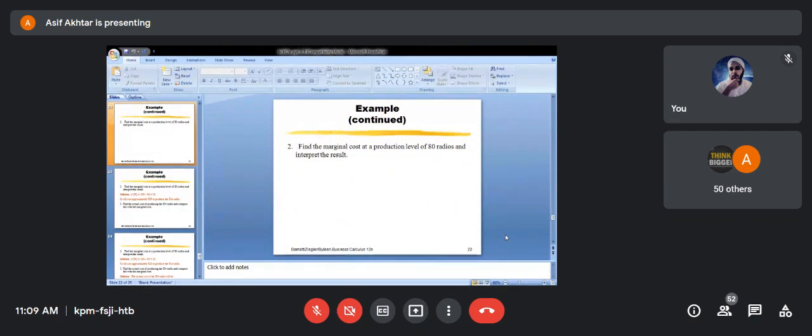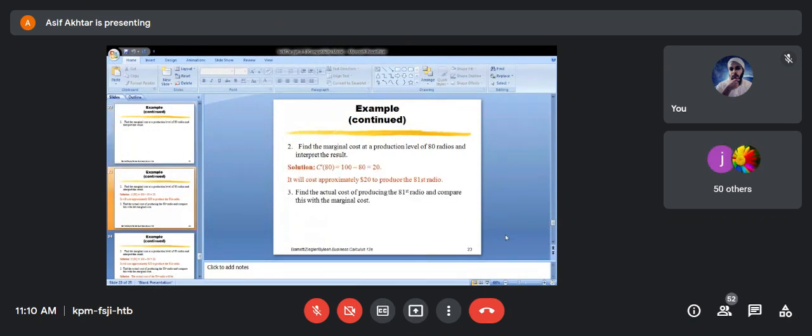Let's see the second part of this question. The purpose of calculating the marginal cost function is that we want to know the marginal cost at a particular level of production. For example, I fix it at 60 radios or 70 radios, or here in this question it is 80 radios. So at x equal to 80, what is the marginal cost, and what would be the interpretation of the result? 20. If you put it here, you will get 20.